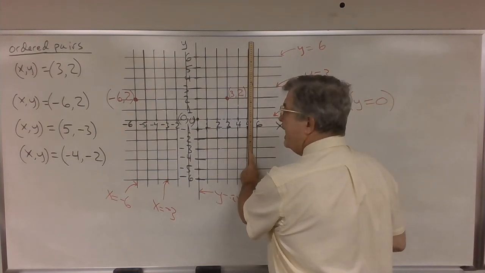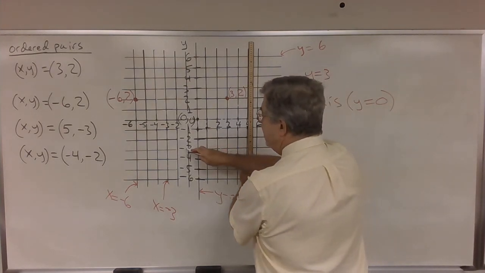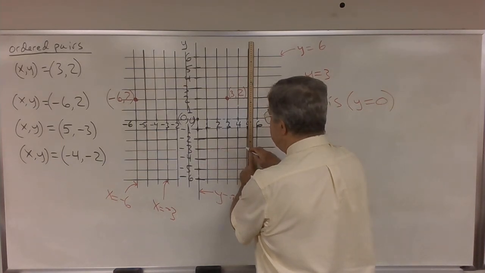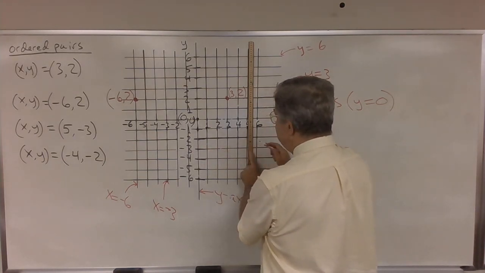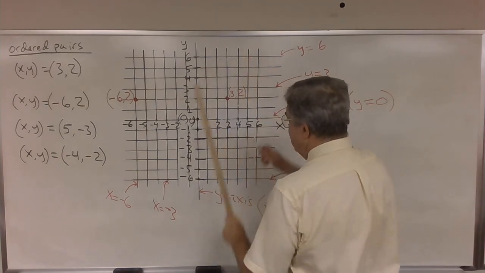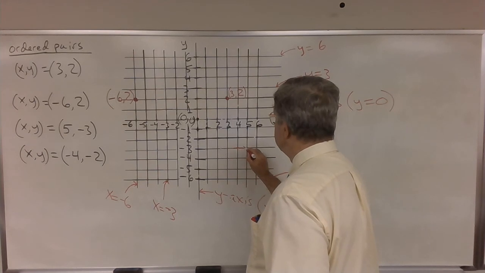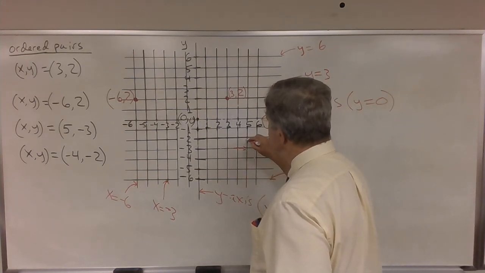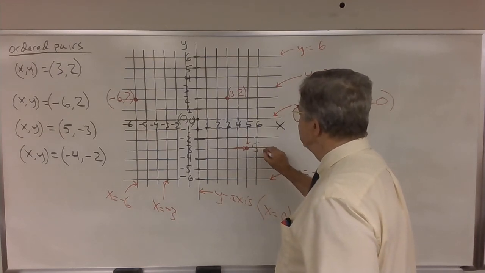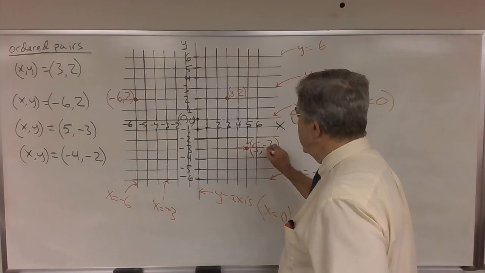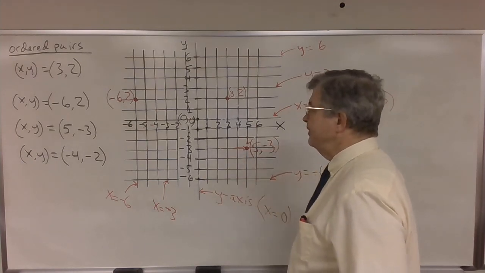And on the y-axis, we look for y equal -3, here it is. And we go horizontally until we hit the line x equal 5. y equal -3, x equal 5. They meet right at this point, and it's always x first, x equal 5, y equal -3.